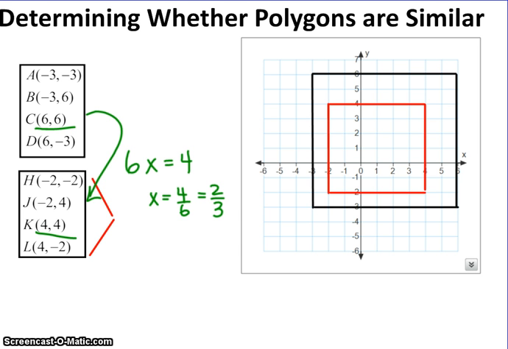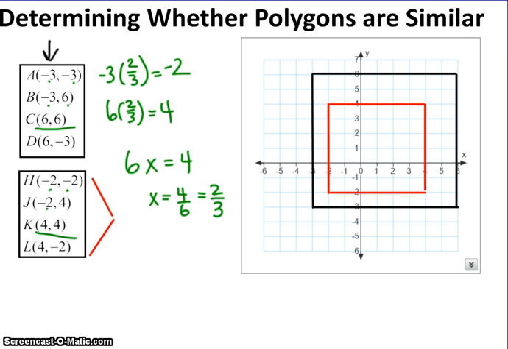So now our job is to go back and make sure that when we multiply every number up here by 2/3, we get the numbers down here. Okay, so let's go ahead and give that a shot. Let's see. Negative 3 times 2/3 gives me negative 2. So that works. A is the right scale factor for H. It also works for this point here, negative 3 to negative 2. And then 6 times 2/3 is 4, so that gives me B to J.